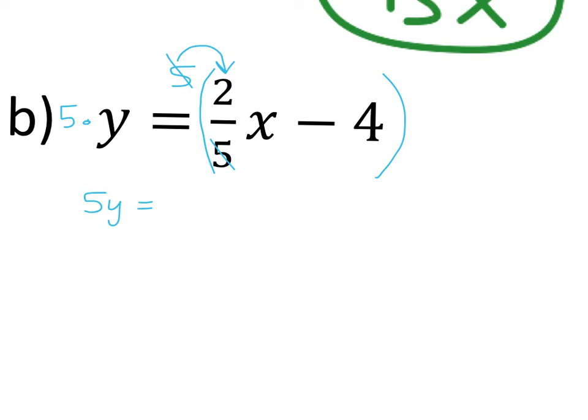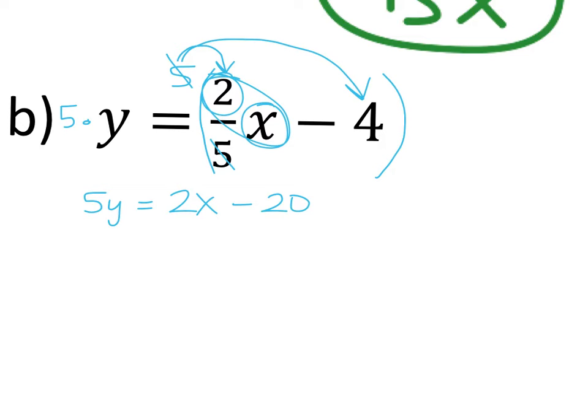5 over 5 is 1, it will be 2x. Every single time, it will be this number times this, okay? So 5 times 2/5 is 2x, but then don't forget you have to distribute that over here too. What do you get there? Minus 20, okay?